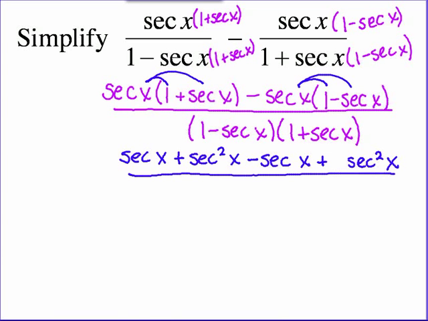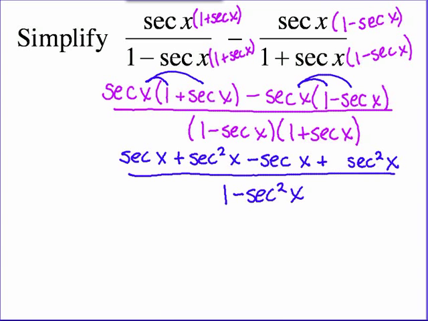They are conjugates, which means the first terms are the same, last terms are the same, signs between them are different. So since the signs between them are different, the middle terms drop out when you FOIL them out. So all you have to multiply are the first and the last. So the first term gives me 1. What does negative secant times positive secant give me? Negative secant squared. Good.